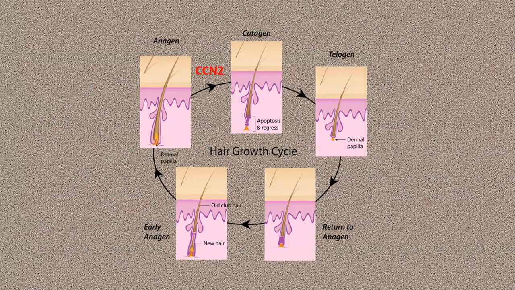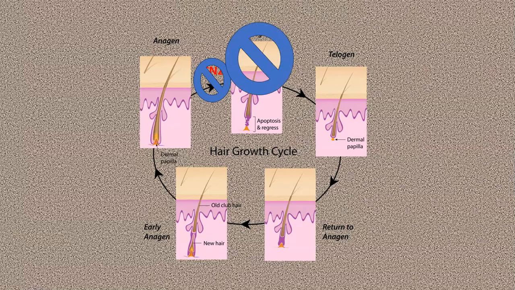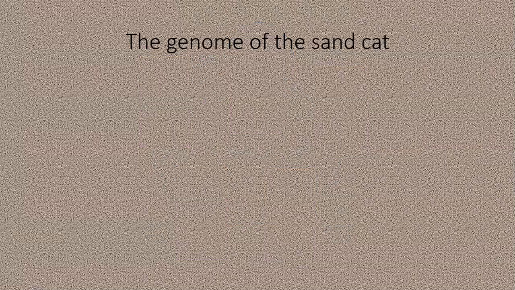So here's the CCN2 just in pictures. It promotes the transition from anagen to catagen. Now, if this gene is broken, if it falls out, if it doesn't fulfill its function for promoting anagen to catagen, therefore the catagen phase will not be reached, and we still retain the fur in the cat's paws.